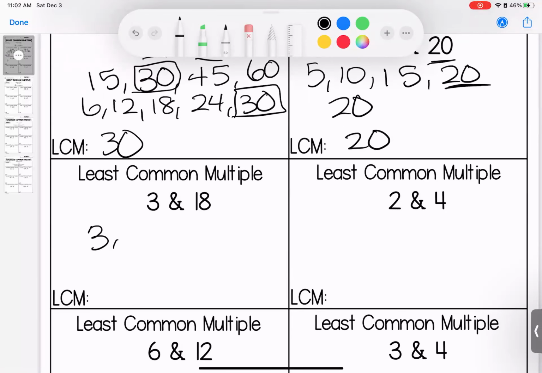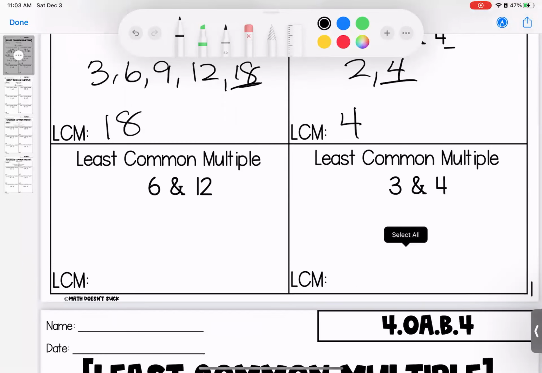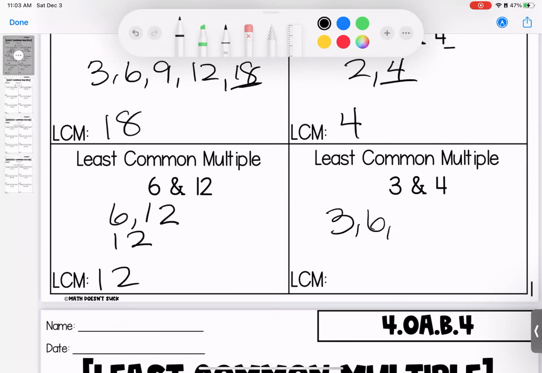Starting with 3: 3, 6, 9, 12, 18 is what I'm looking for. Least common multiple is 18. 2, 4. 4 is what I'm looking for. Least common multiple is 4. 6, 12. 12 is what I'm looking for. Least common multiple is 12. 3, 6, 9, 12. 4, 8, 12. 12 is the least common multiple. That brings us to the end of page number 1.